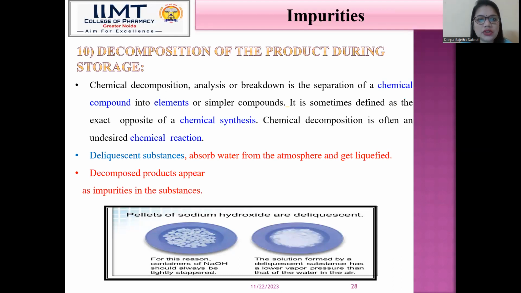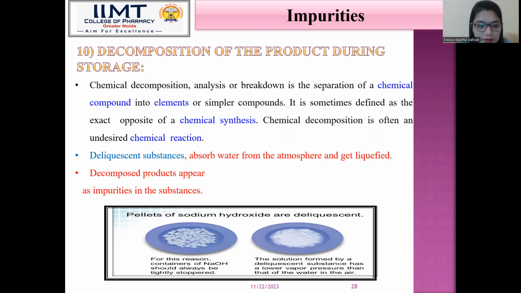Next is decomposition of the product during storage. Chemical decomposition, analysis, or breakdown is the separation of a chemical compound into elements or simpler compounds. It is sometimes defined as the exact opposite of a chemical synthesis. Chemical decomposition is often an undesired chemical reaction. Deliquescent substances absorb water from the atmosphere and get liquefied. Decomposed products appear as impurities in the substance.